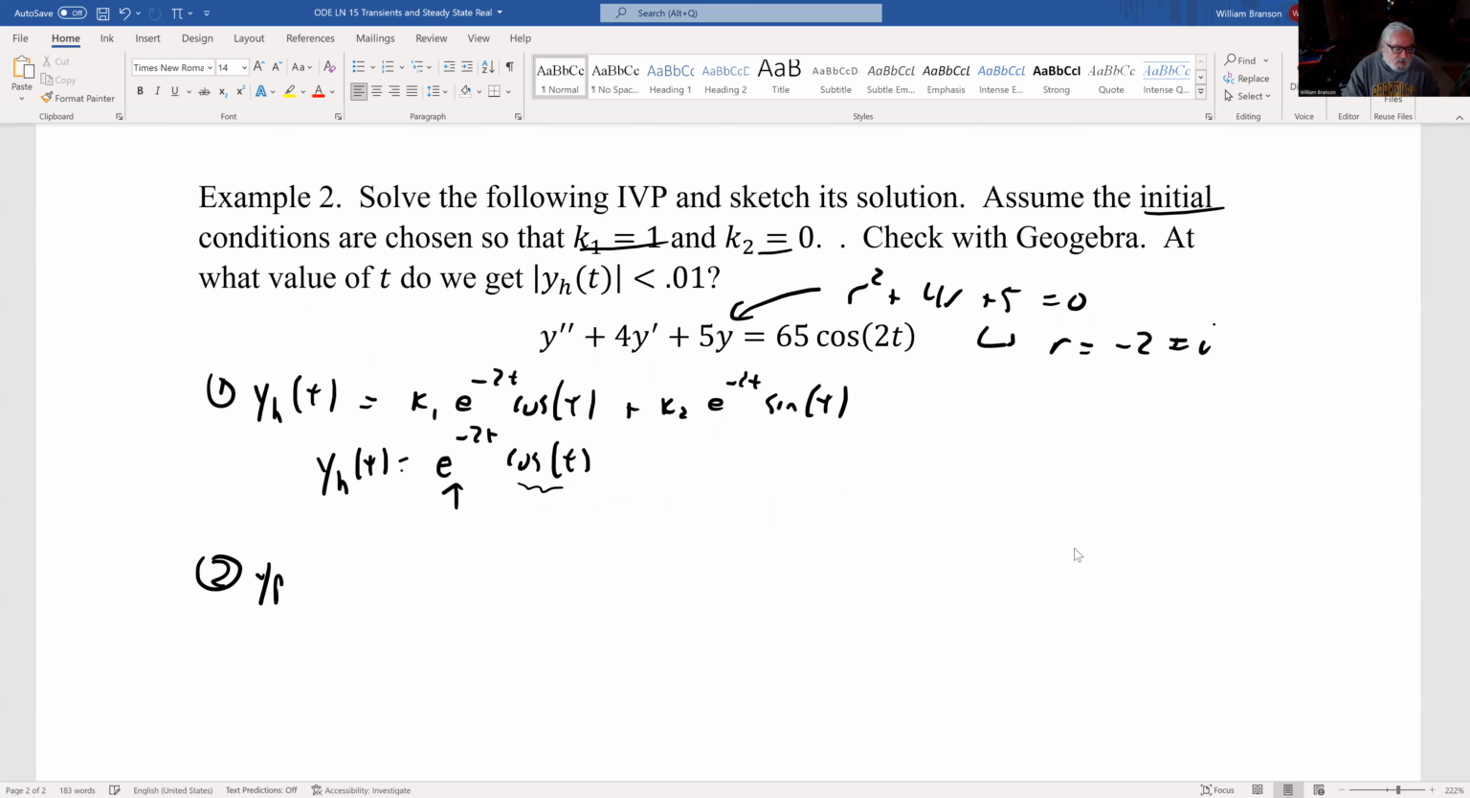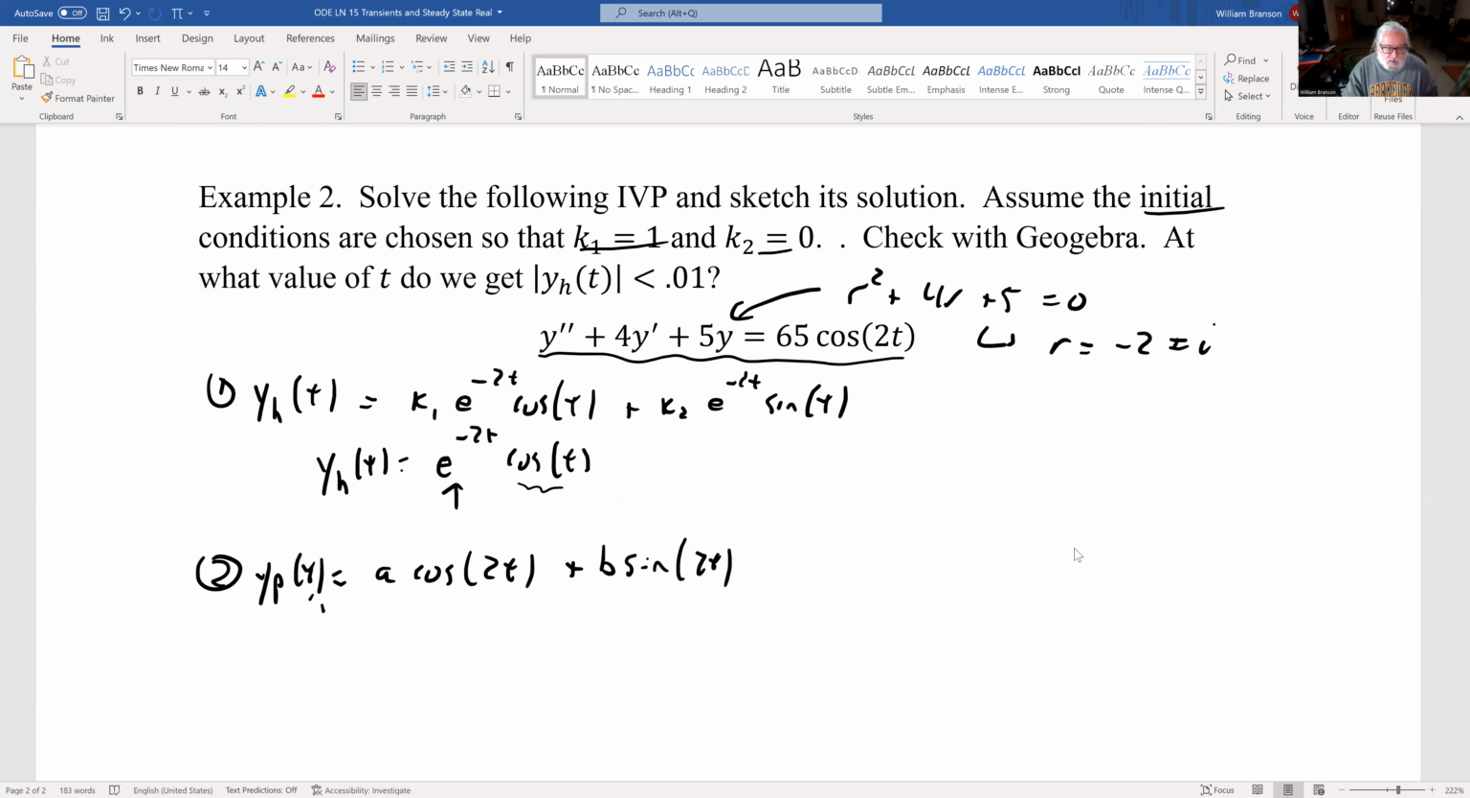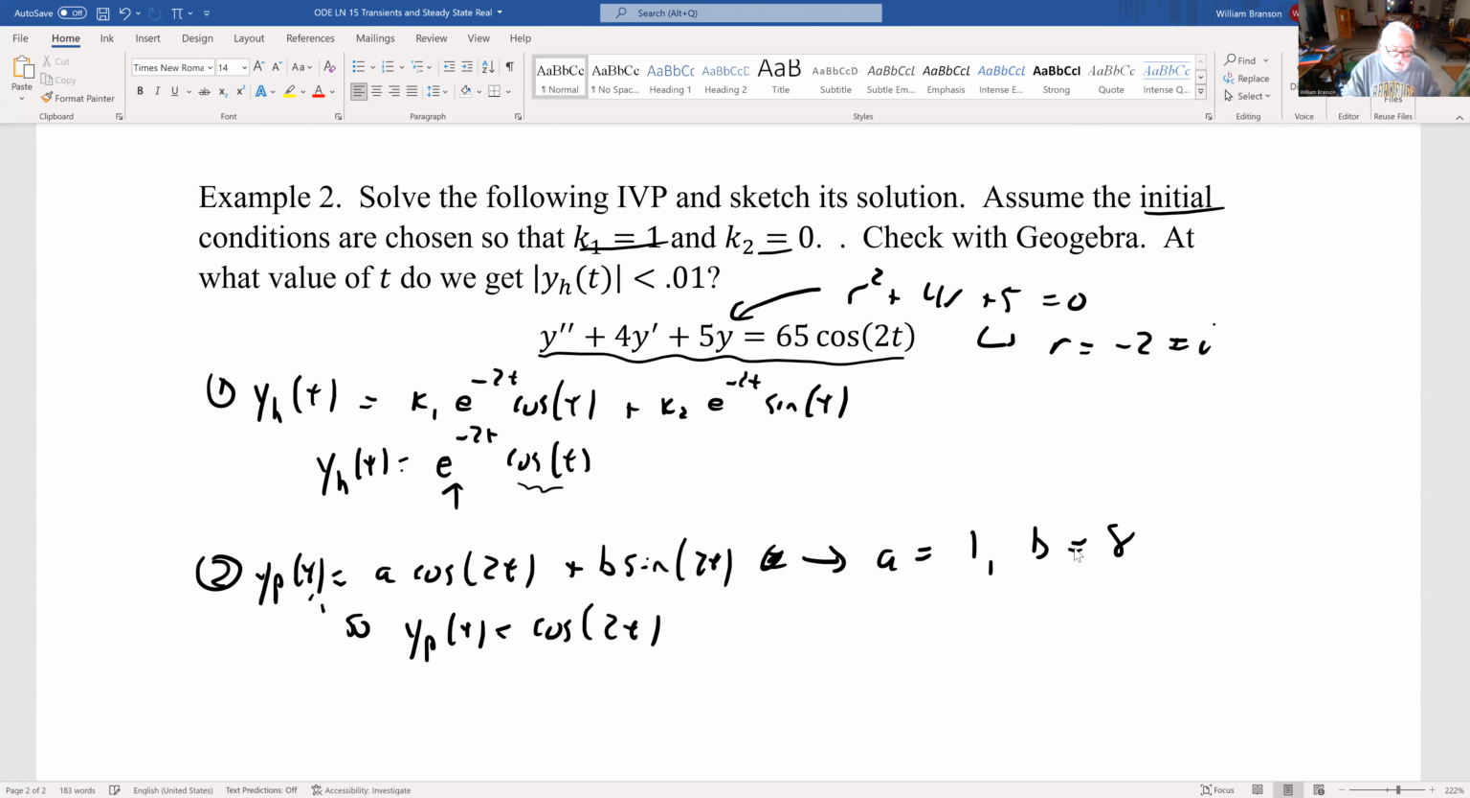What's the particular solution that we guess? Well, we guess a cosine 2t plus b sine 2t. You do the usual thing of plugging its derivative and its second derivative into this equation to figure out what a and b are. And if we actually do that, a equals 1 and b equals 8. So y_p of t is equal to cosine 2t plus 8 sine 2t.